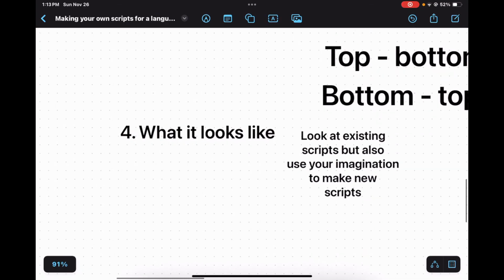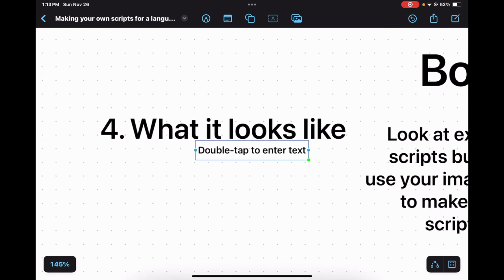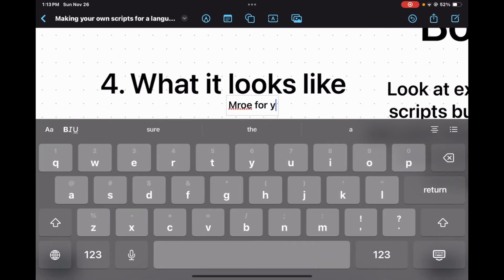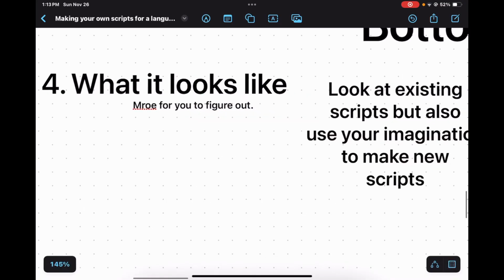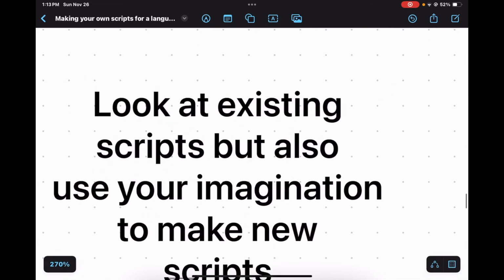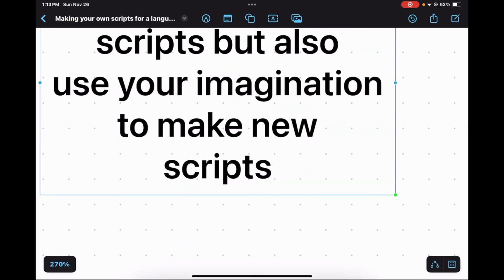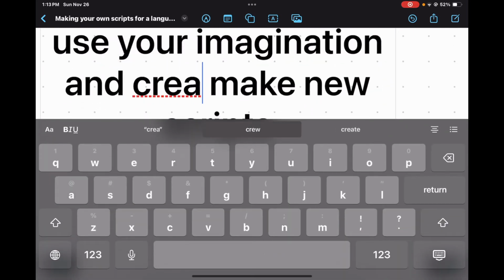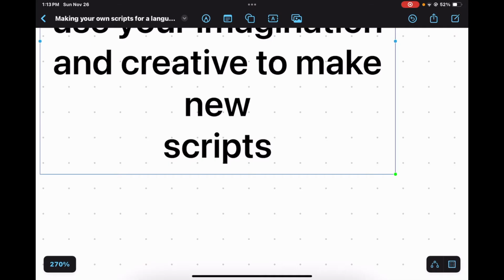Number 4, what it looks like. Now that's more for you to figure out. Oh, and also sorry for spelling more wrong. You should look at existing scripts, but also use your imagination and creativity to make new ideas.